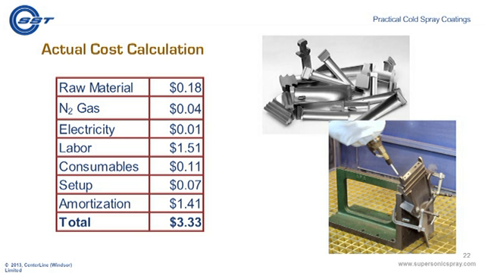Electricity, 1 cent. Labor, we made some assumptions again on how many parts per hour and the hourly wage, calculated to about $1.51 per part. Consumables, 11 cents per part. Setup, we used 500 parts per setup, winding up with 7 cents per part. Amortization at $1.41 per part for a total cost of $3.33 to cold spray repair this part.